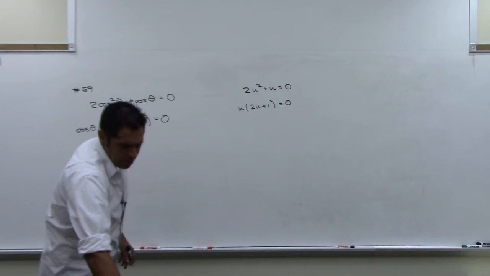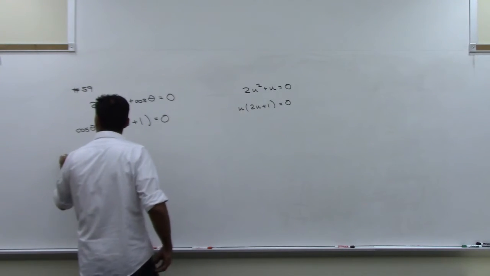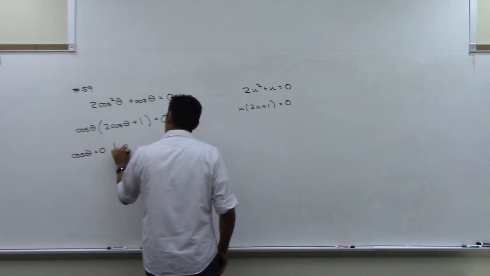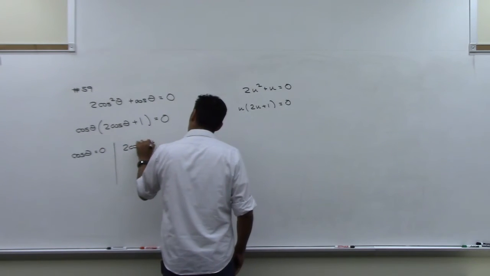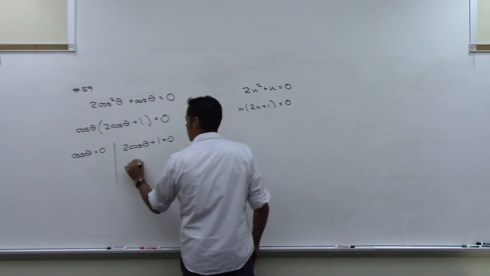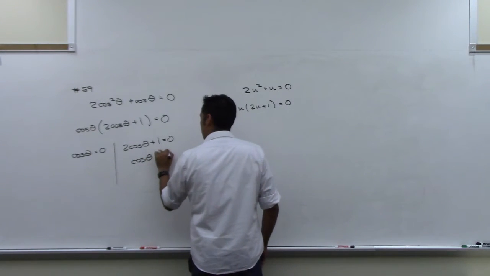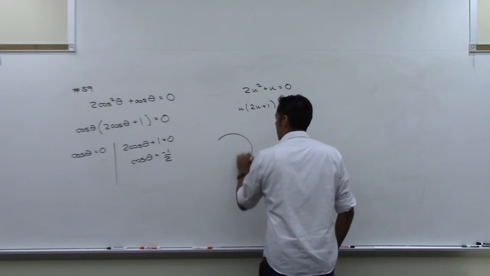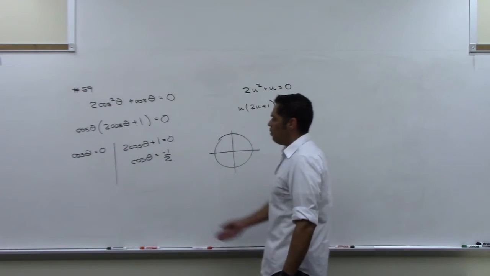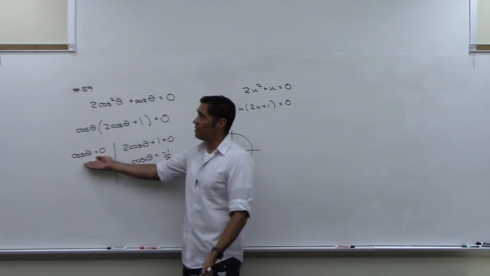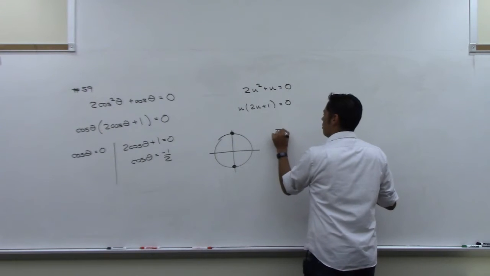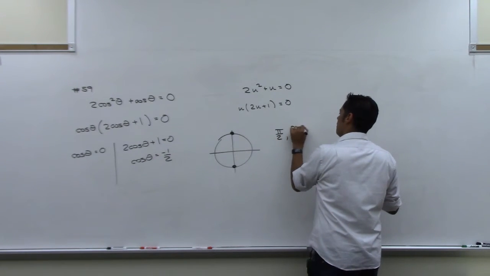Now they do want the answers between 0 and 2 pi. So where is cosine theta equal to 0? And where is 2 cosine theta plus 1 equals 0? Solve this, move the 1 over, divide by 2. So you get negative 1/2. And this one we should be able to pop the answers off real quick because we're just looking between 0 and 2 pi. So where is cosine 0? So where is the x coordinate 0? That's here and here. That's pi over 2, 3 pi over 2.